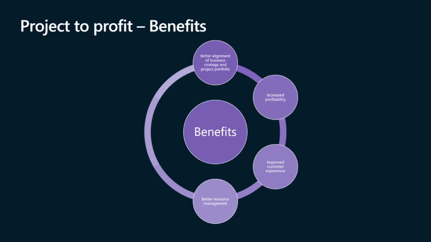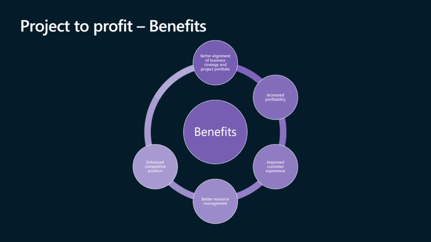Better resource management. The Project to Profit process empowers organizations to efficiently manage resources, staff, and material. This boosts productivity, reduces waste, and optimizes resource allocation. Dynamics 365 Project Operations aids in estimating resource demand, finding optimal solutions, and managing resource schedules across projects. Enhanced competitive position.